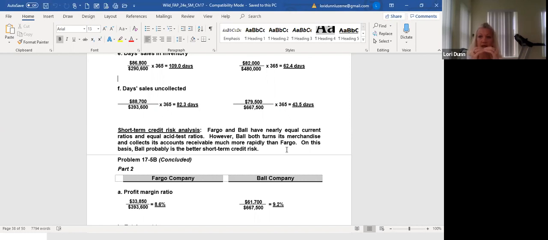Two things that could happen to net income. The company retains it and uses it to grow the business, or they pay it out as a dividend, or a combination of both. So Fargo is not as profitable as Ball Company when it comes to this ratio. Ball retains more of their sales as earnings for those two distinct things that could happen to it than Fargo does. Are there any questions on that?